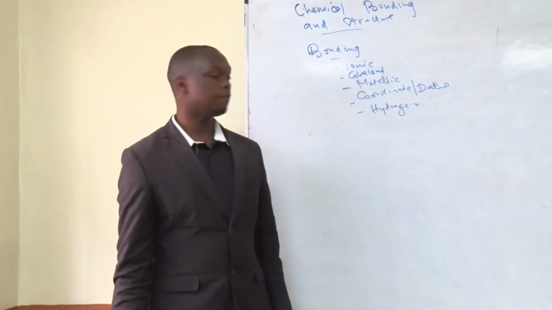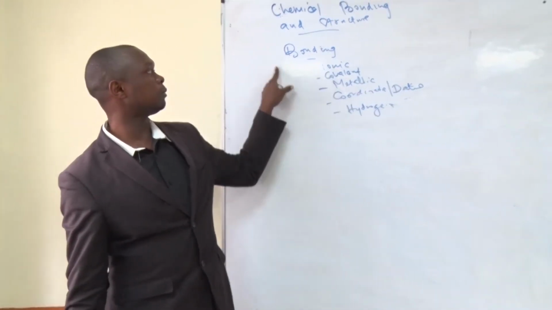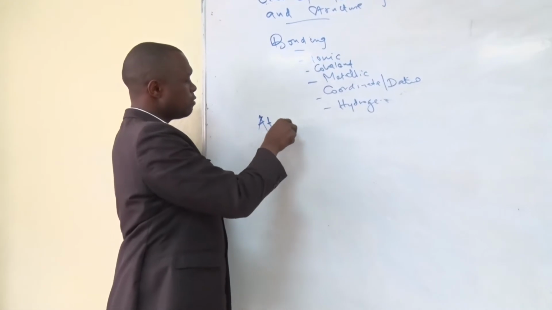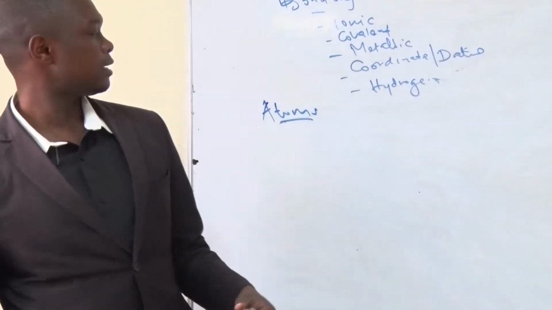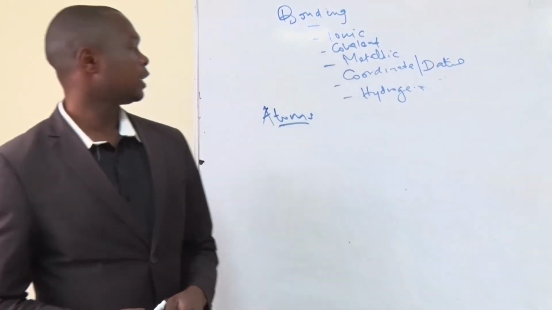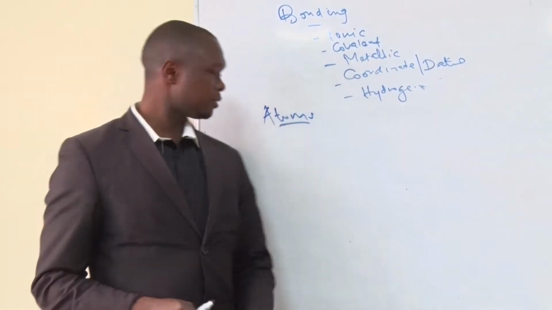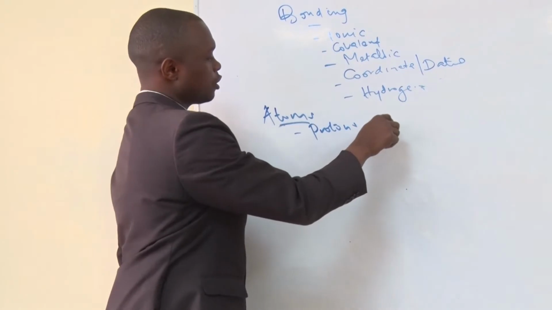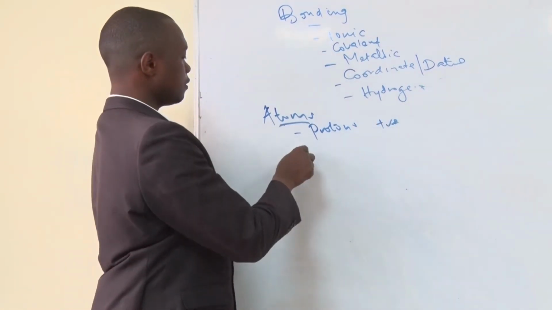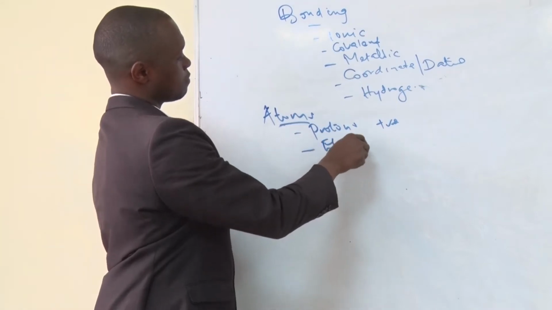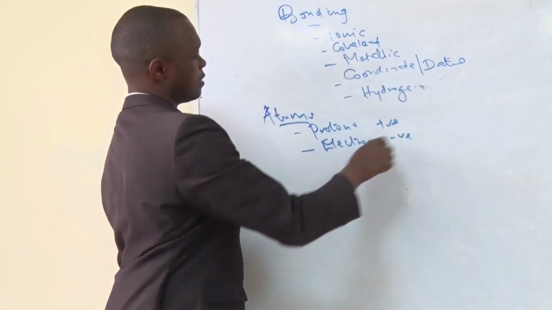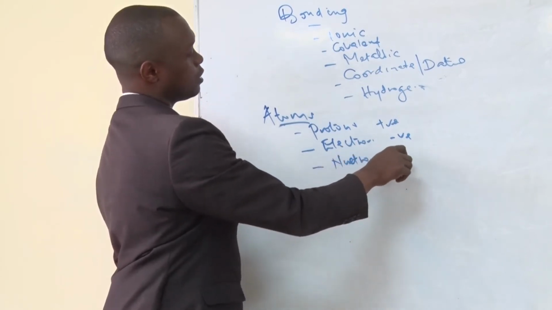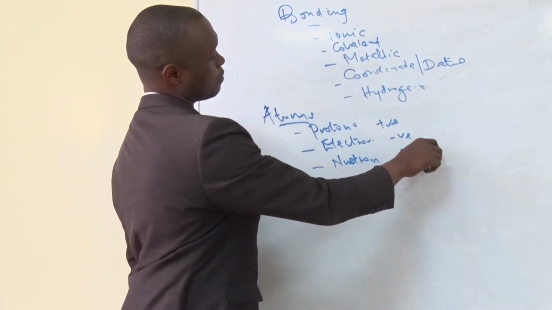Now, I want us to look at a different topic today, that is chemical structure and bonding. We have already looked at atoms, and we have said that our elements are made up of atoms. Atoms have three main particles. Atoms have protons. Protons are positively charged. They also have electrons, which are negatively charged, and then the neutrons, which are chargeless or have no charge.